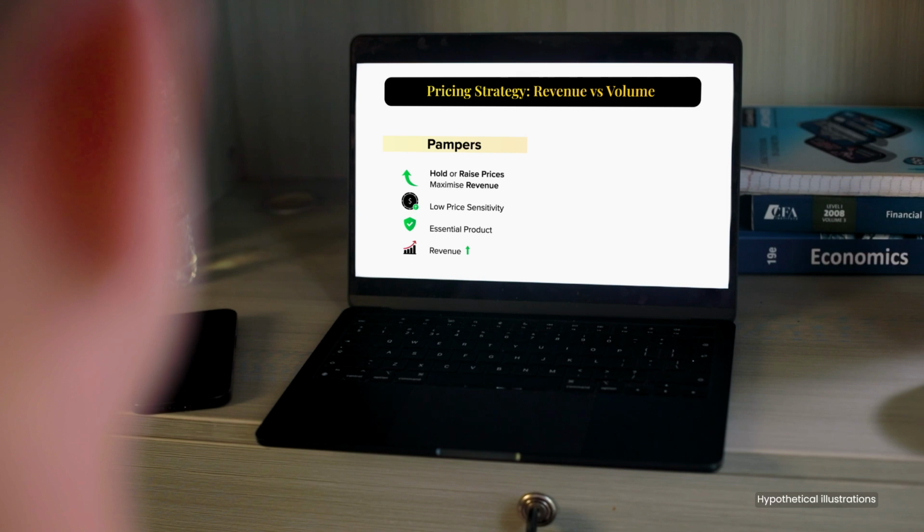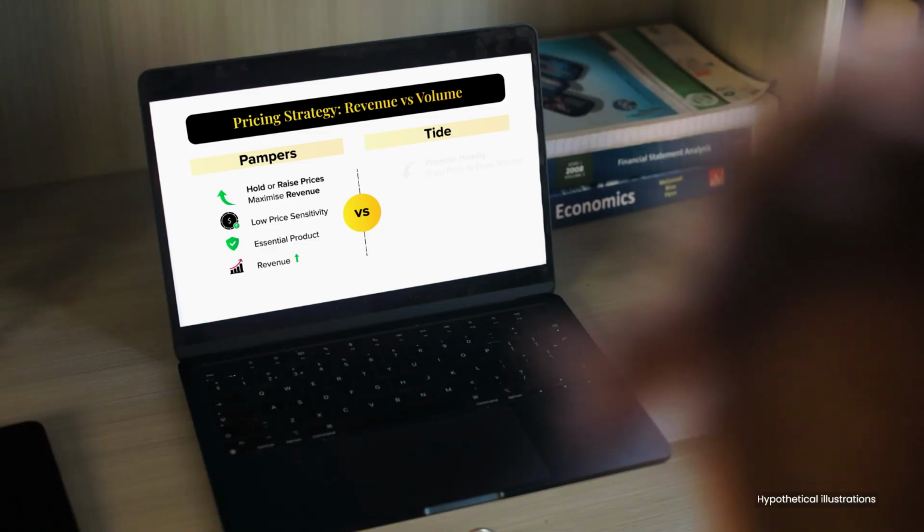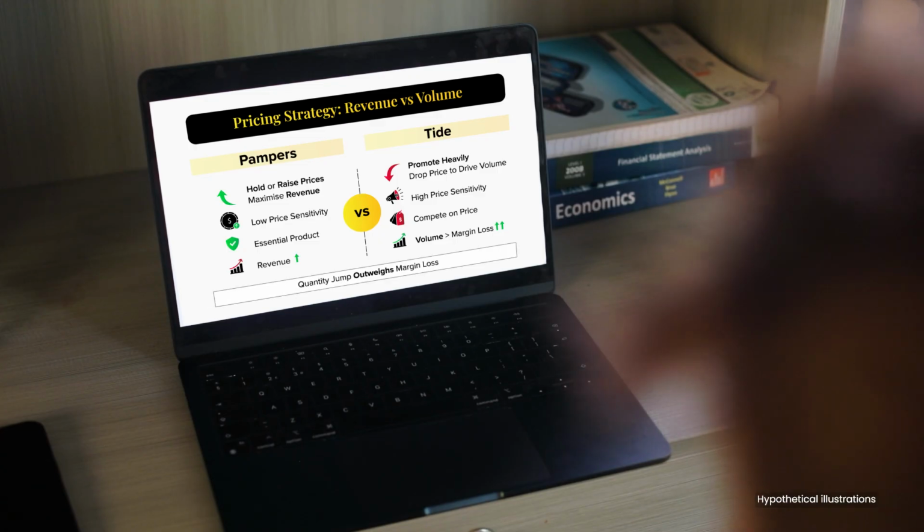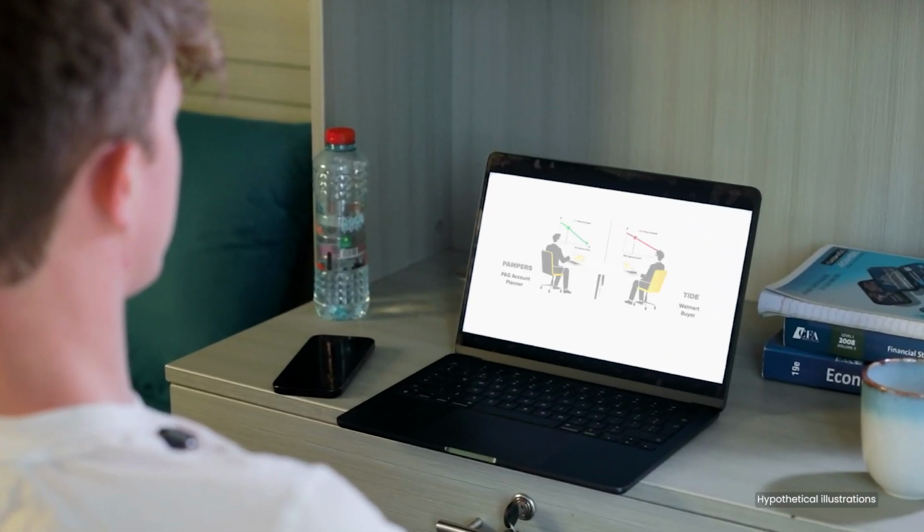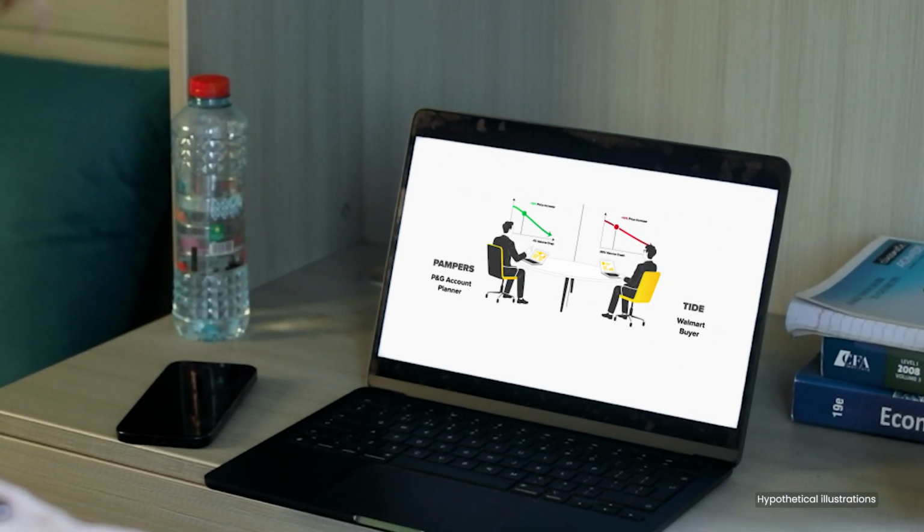Well, Pampers can handle the price increase because it's inelastic. The parents aren't going to swap brands. But Tide needs promotion because consumers will just pay for a generic brand if it's too expensive. Exactly right. For Pampers, you hold or raise prices to maximize revenue. For Tide, you promote heavily. Drop the price to drive volume because the quantity jump outweighs the margin loss. When you're sitting across from a buyer at Walmart negotiating for P&G, how do you use this data? Well, I'd argue for deeper discounts on Tide to drive traffic since it's elastic.